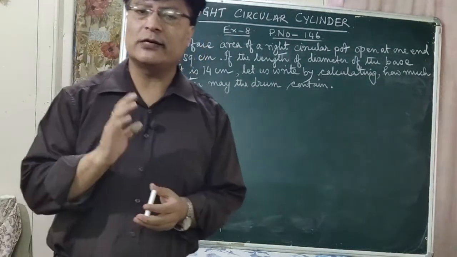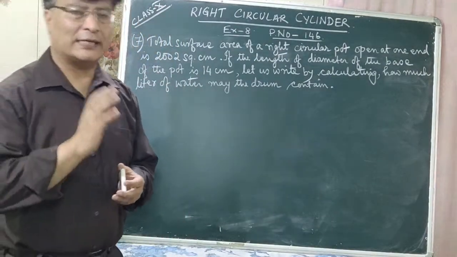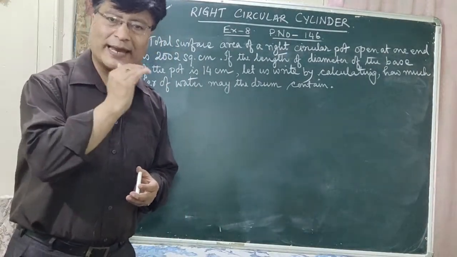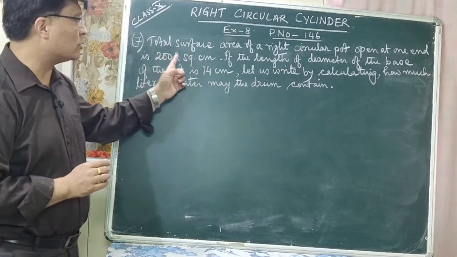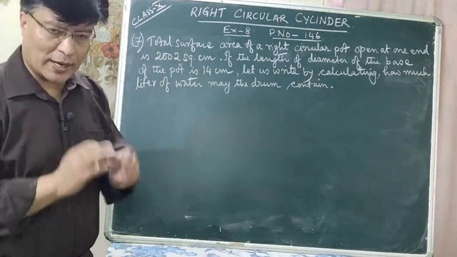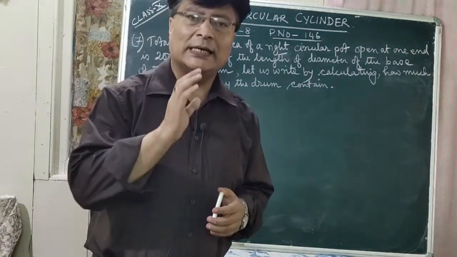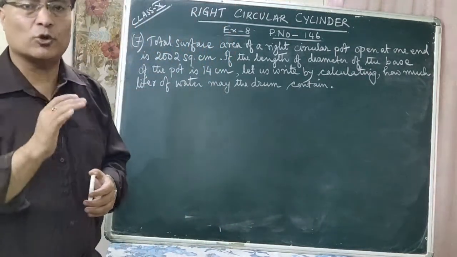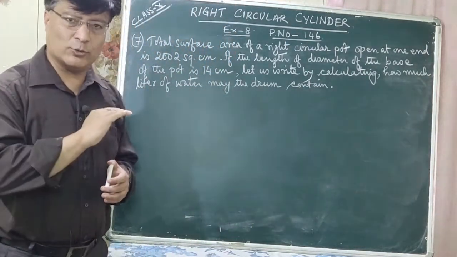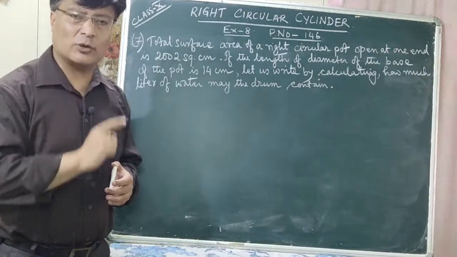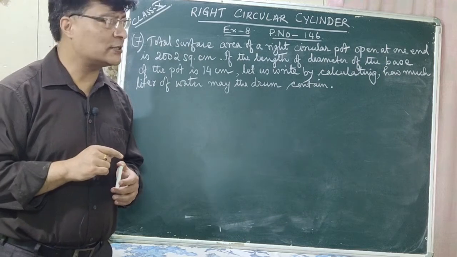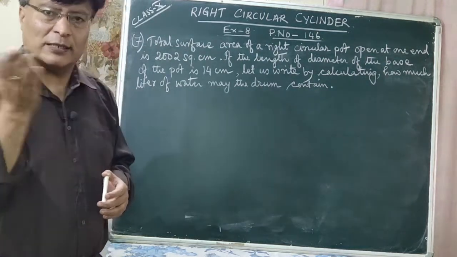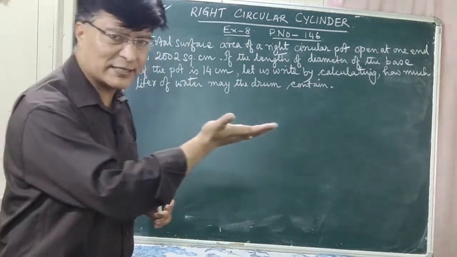So in this case there is a right circular pot, that is a right circular cylinder. It is open at the top. So its total surface area is 2002 square centimeter. I told you about the right circular cylinder which is open at one end, that means without lid. What is the formula? This is 2 pi r h plus pi r square. Only the base is there.